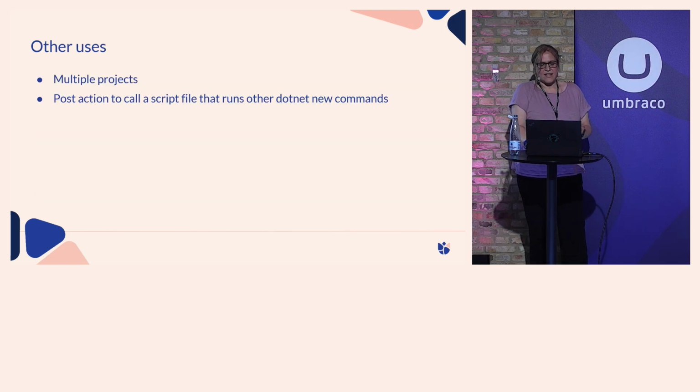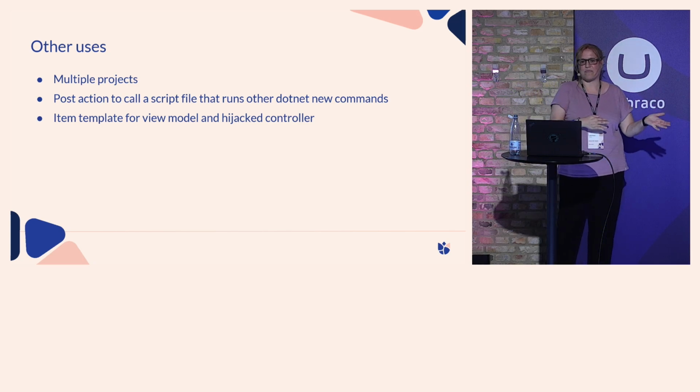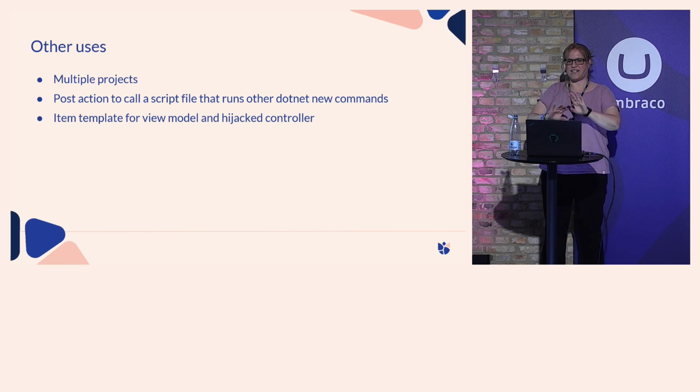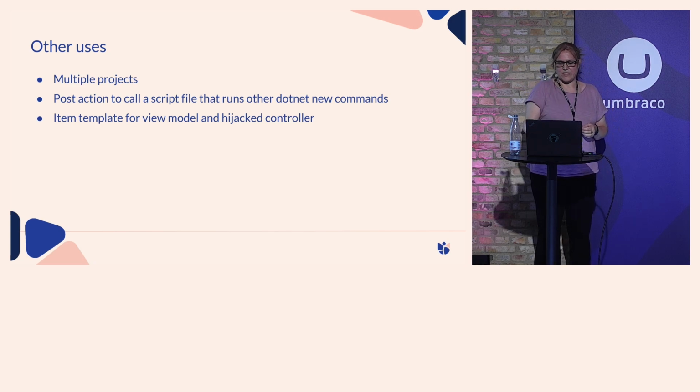There are other things you can do. Multiple projects in a template. You can use a post action, of course, to script files, run other .NET new commands, to run anything that you can do in a script file. If you have a consistent way of working, I kind of think you could use an item template to create a hijack controller and an accompanying view model that does all the stuff for you, so it's all set up. If you have a consistent way of working so that you know that you're going to have a folder called controllers and a folder, well, you always have a folder called views, but you know what I mean. So that's a benefit of always starting your projects in the same way, that maybe there might be some item templates that will fast forward your development processes.